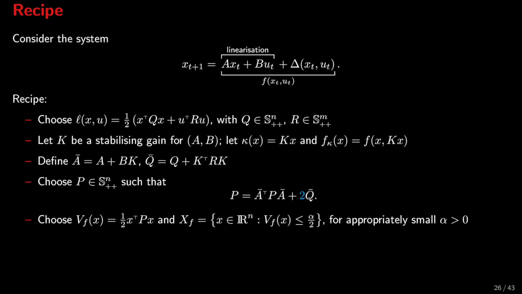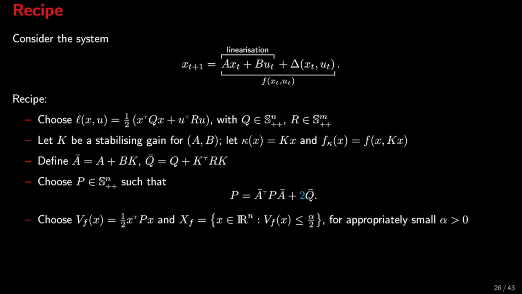The next step is to find a matrix P, which is symmetric and positive definite, that solves a Lyapunov equation. This Lyapunov equation is the following. It is P = A bar transpose P A bar + 2 times Q bar. And that's the main difference from the methodology for constrained linear systems. So here we have 2 times Q bar instead of just Q bar.